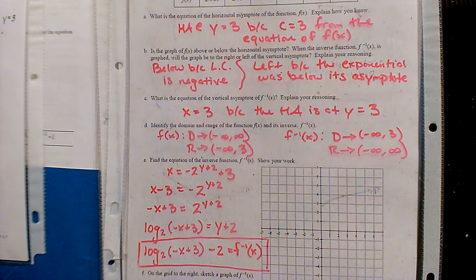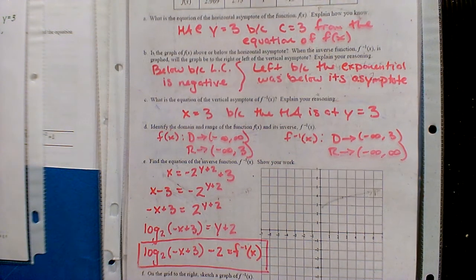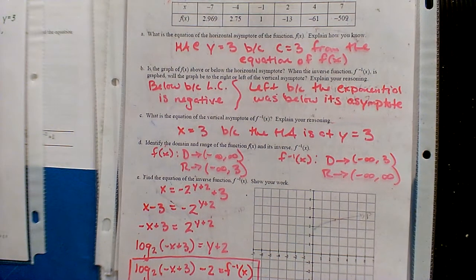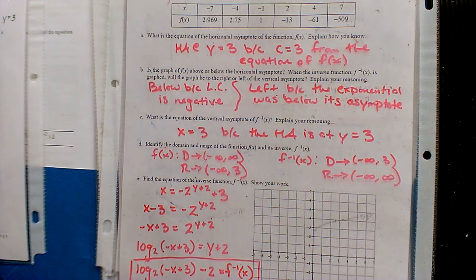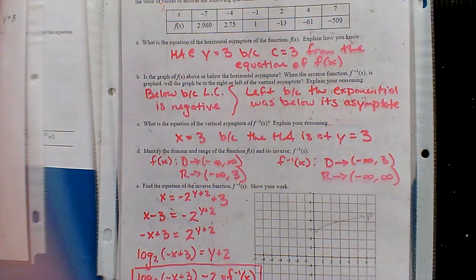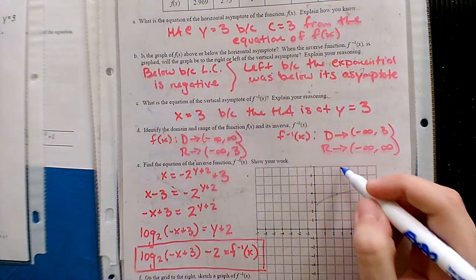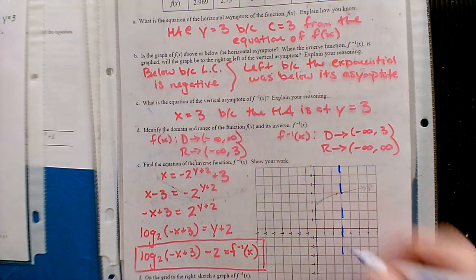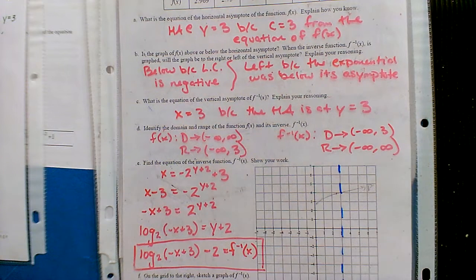Okay. Last but not least, let's go ahead and see what this log graph looks like. So they give us some of the ordered pairs on the exponential graph. We got to switch those ordered pairs to get some points on the log graph. Maybe we'll first identify the vertical asymptote. We said that should be at 3. And we also know it should be to the left.